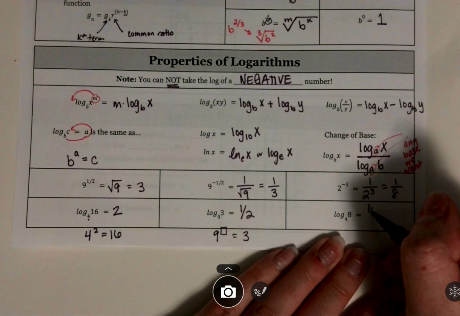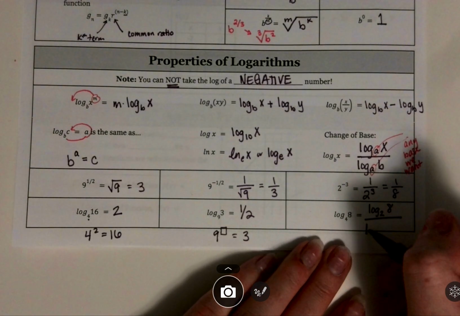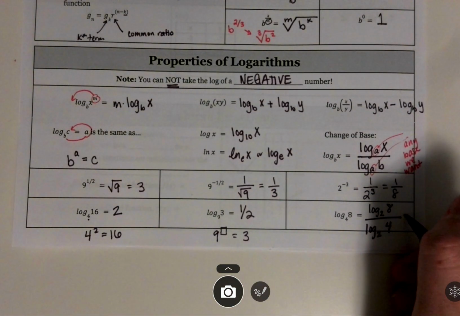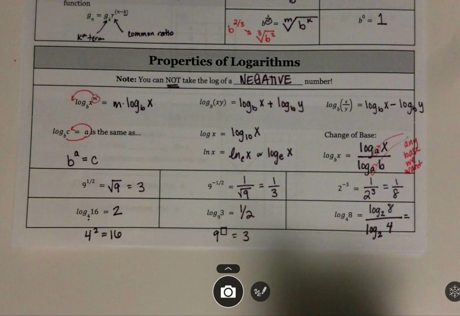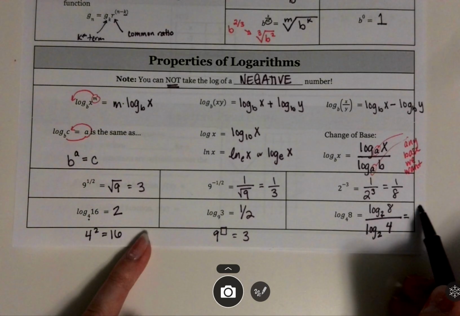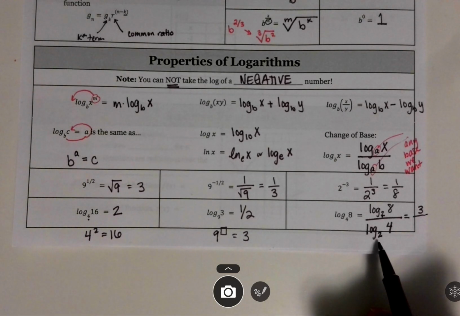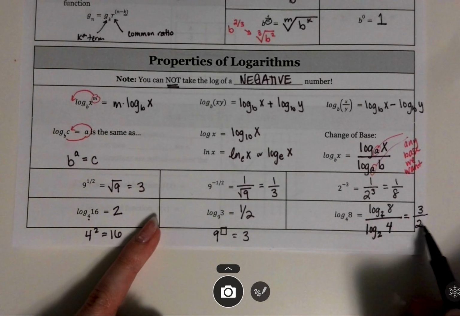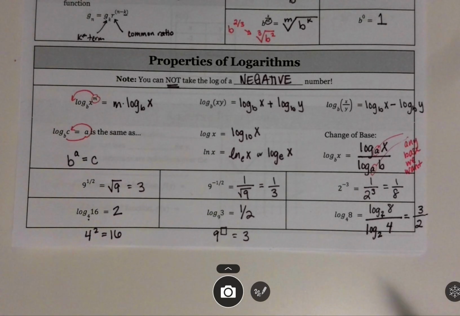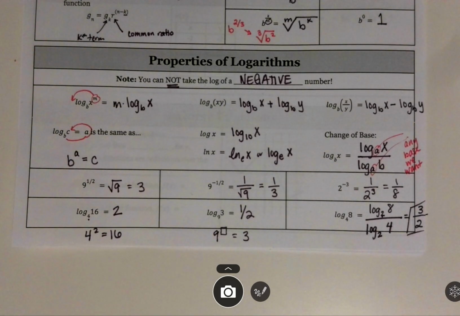When I rewrite this, I'm going to have log base 2 of 8 divided by log base 2 of 4. And now I can figure out each separately. Just my numerator, log base 2 of 8 is 3, because 2 to the power of 3 is 8. And then my denominator, log base 2 of 4, would be 2, because 2 squared, or 2 to the power of 2, is 4. And so log base 4 of 8 is equivalent to 3/2.